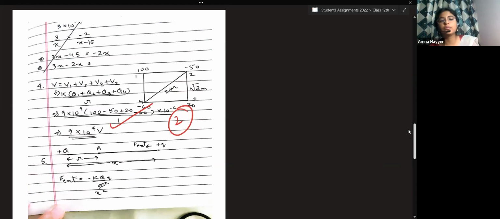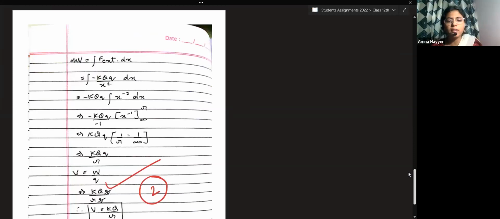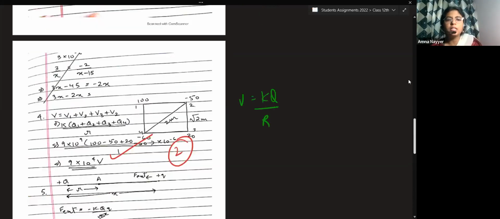Okay, the fourth question. Fourth question was what? You had to find out the potential. V1 is there, V2 is there, V3, V4. So net potential will be what? Sum of all the potentials. So potential of 1 is what? KQ by R. So potential of each one, calculate KQ1 by R, KQ2 by R, KQ3 by R. In this manner, write it. So net answer will be 9 into 10 to the power 4 volts. Fifth one was a derivation. Using your work done, you have to derive the potential.